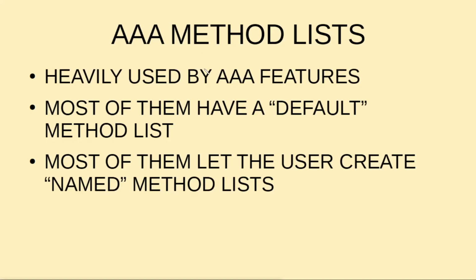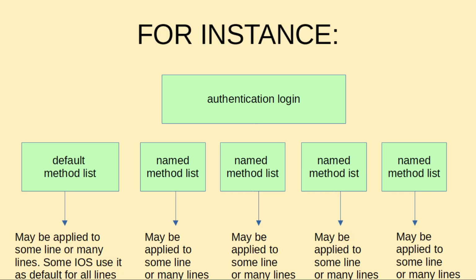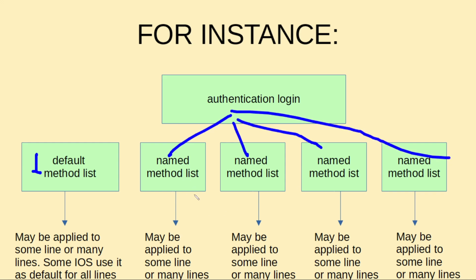Let's take a break to talk about method lists. Method lists are heavily used by AAA features. Most of them have a default method list, and most of them let the user create named method lists. Let's take, for example, the AAA authentication login command that allows us to create one default method list and one or many named method lists. After defining these method lists, we can apply them to lines.